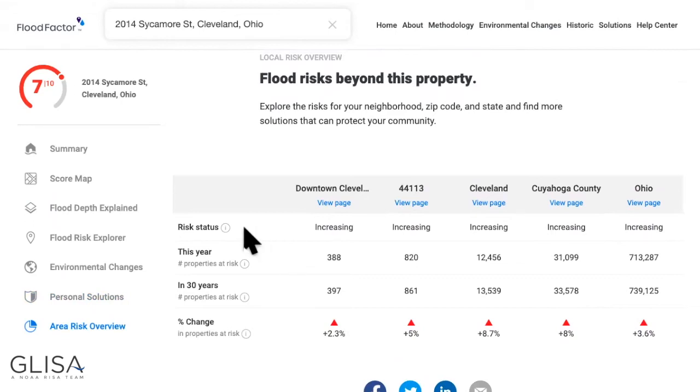Risk status shows whether the number of properties at risk from flooding will increase or decrease over the next 30 years. This is broken down into the number of properties at risk this year, the number at risk in 30 years, and the percent change. To find out more specific information about your zip code, city, county, or state, click on View Page below your desired area.